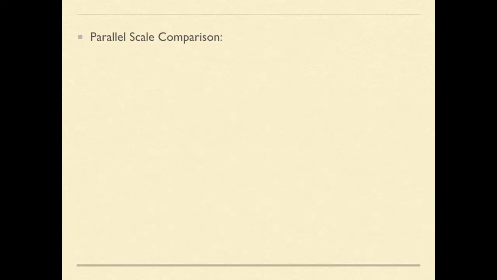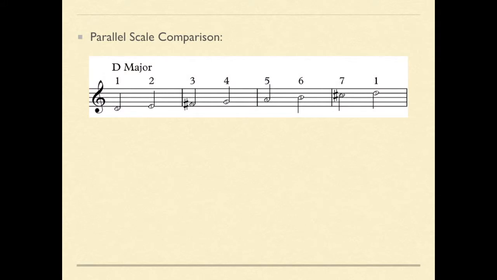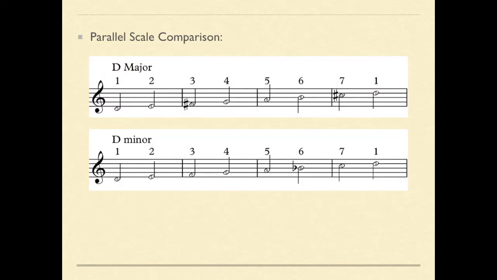Before we talk about the second method, we first need to compare parallel scales. So we're going to compare D major and D minor. Scale degree 1 in both scales is D, so they're the same. Scale degree 2 in both scales is E, so they're the same. Scale degree 3 is F sharp in the major scale and F in the minor scale. So the minor scale is one half step lower than the major scale.